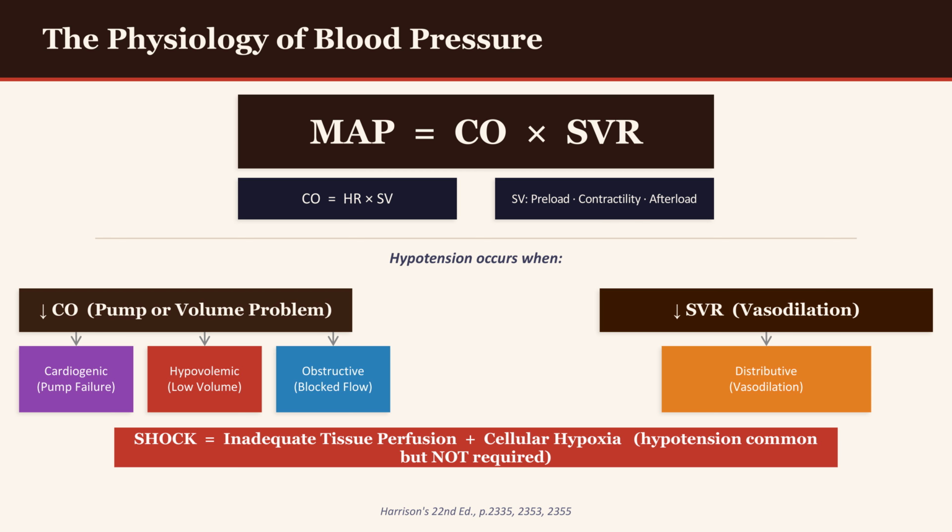Before we build our differential, we need to internalize one equation. MAP equals cardiac output times systemic vascular resistance. That's it. That single equation is your entire framework. If the blood pressure is low, it's because cardiac output dropped, SVR dropped, or both. And because cardiac output itself equals heart rate times stroke volume, which is determined by preload, contractility, and afterload, you can trace every single cause of hypotension back to one of these variables.